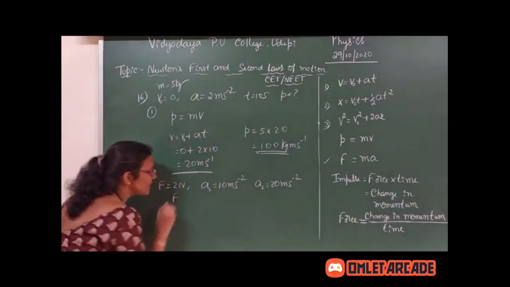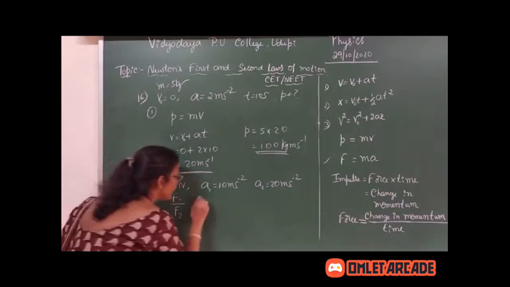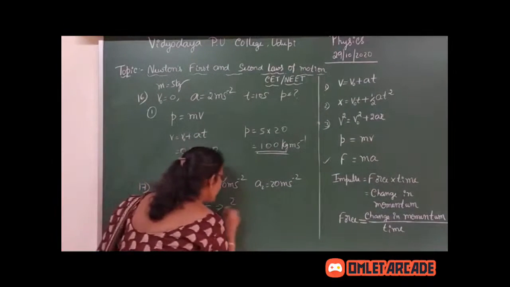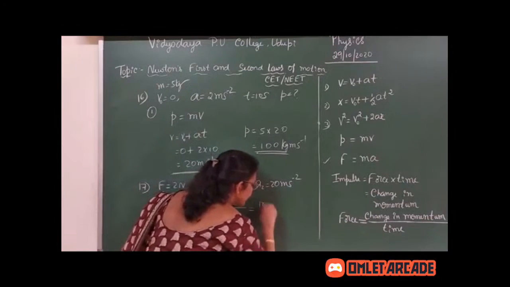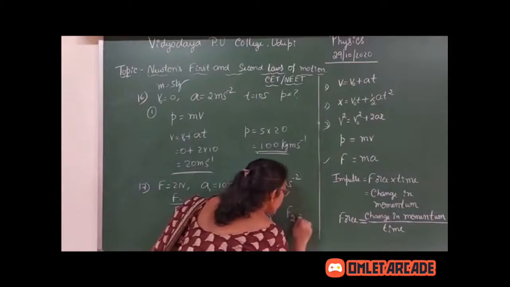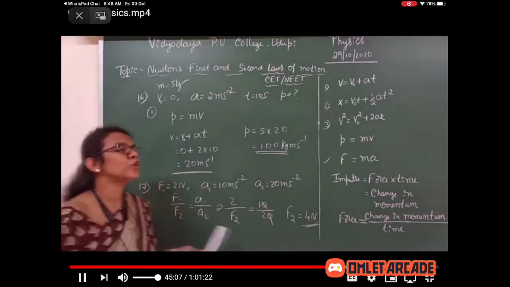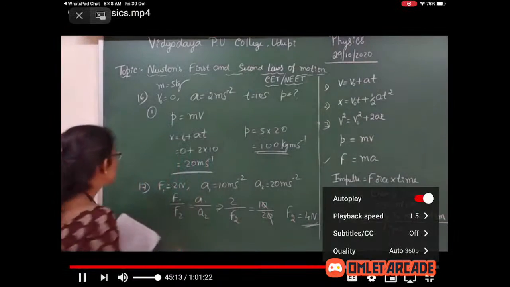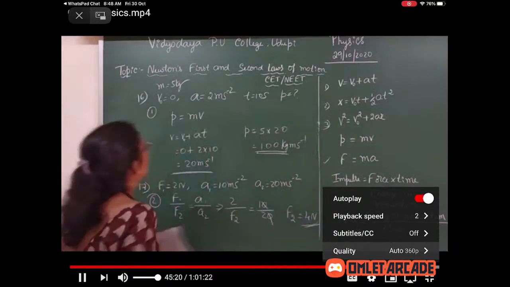We know that force and acceleration are directly proportional. F1 by F2 equals A1 by A2, so 2 divided by F2 equals 10 by 20. So we get F2 equal to 4 Newton. F1 is 2 Newton, so the additional force needed is 2 Newton. So the right option for question number 17 is the second one. Next.